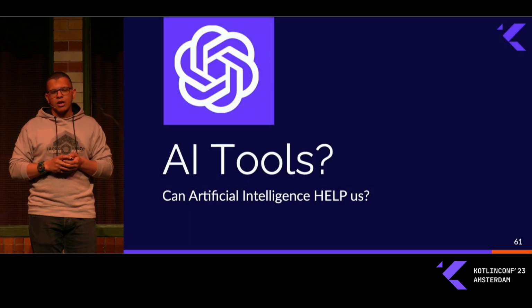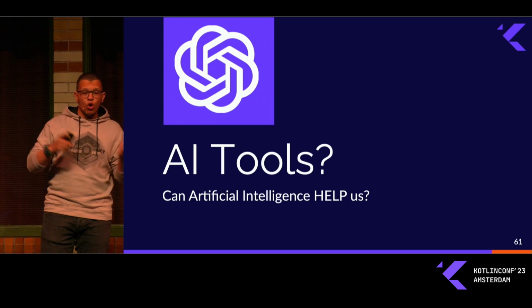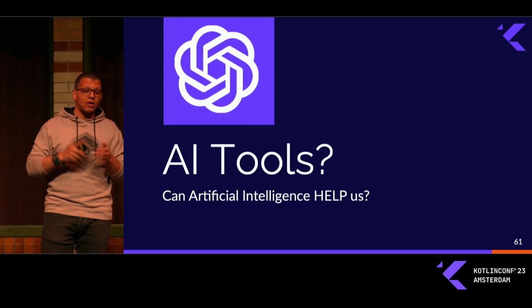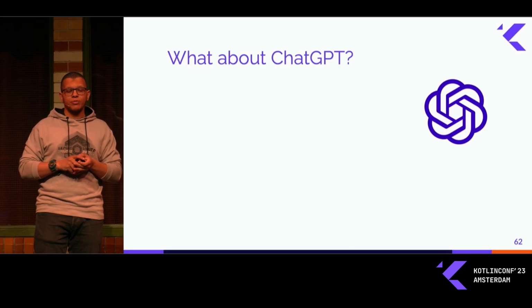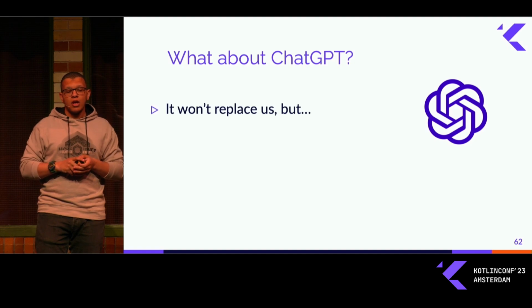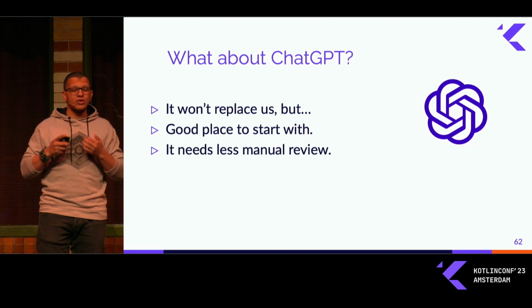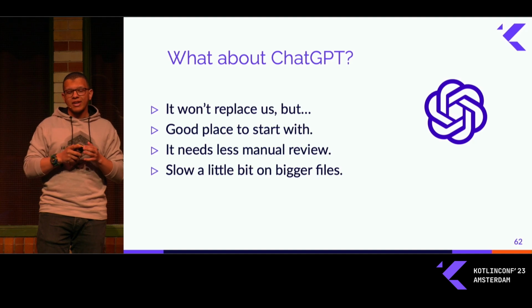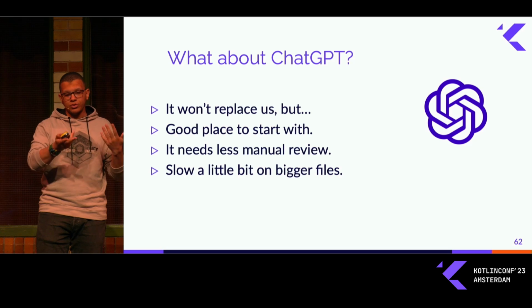Okay. Now let's talk about artificial intelligence tools. Can artificial intelligence tools replace us, or sorry, can artificial intelligence tools help us? In that case, ChatGPT especially can help us to do this conversion. It won't replace us, as I said, but it is a good place to start because it requires less manual review, right? This is the beauty of it, but it is a little bit slow on bigger files. So that would represent a great time for the community to create a plugin you can use in IntelliJ or Android Studio for that sake.